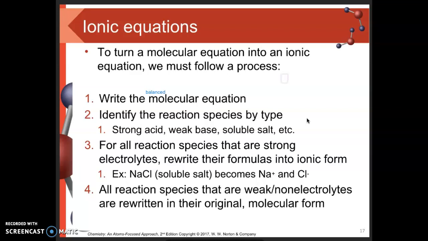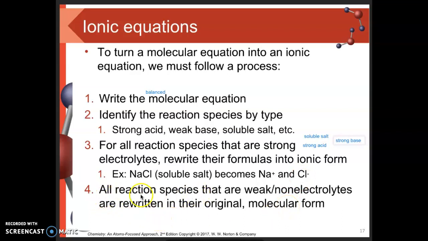For all the species that are strong electrolytes, we need to rewrite their formulas in ionic form. So anything that is a soluble salt, anything that is a strong acid, anything that is a strong base, those are the ones that need to be rewritten in ionic form. And so an example of this, sodium chloride would no longer be sodium chloride in the ionic equation. It would become sodium ion and chloride ion.